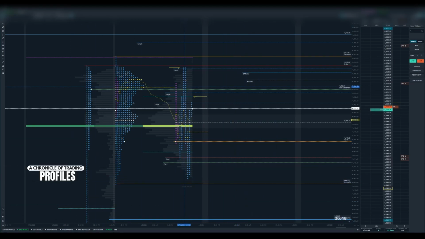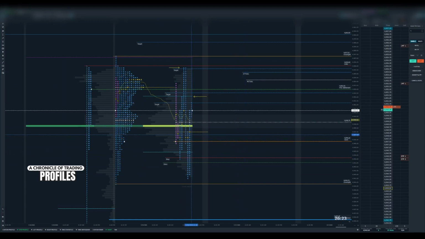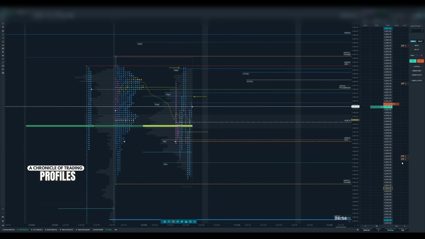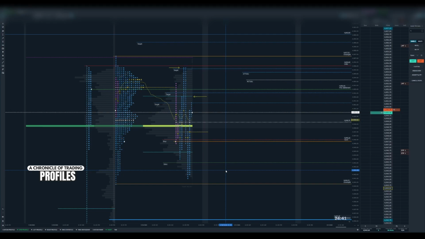I even adjust one of the targets to be a little bit more reasonable, just over the value area high. I thought for sure we would get up to that point. And I just keep expecting a bounce here at the halfback. I move that stop up. I figure I don't want to give up any more than that.